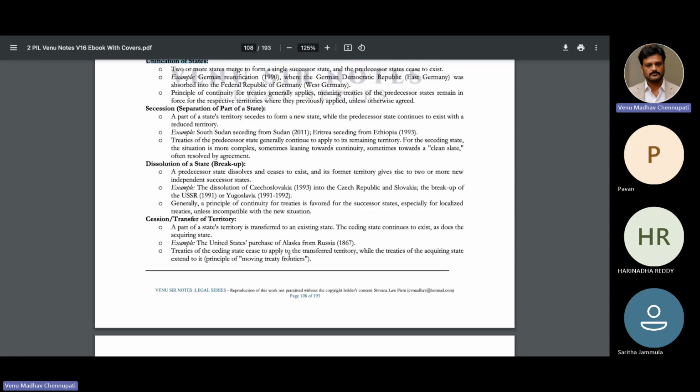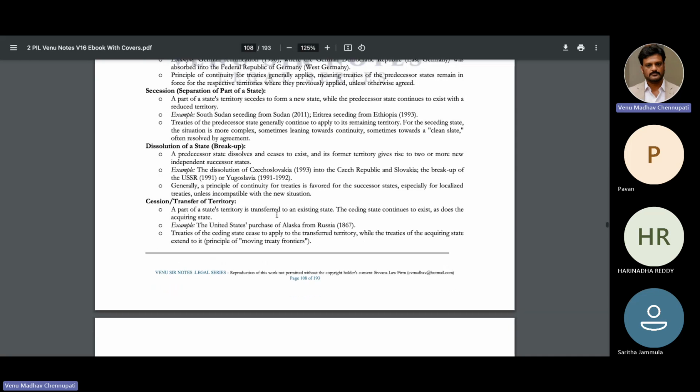And dissolution of a state, so, breakup. A predecessor state dissolves and ceases to exist, and its former territory gives rise to two or more new countries, like the dissolution of Czechoslovakia into the Czech Republic and Slovakia, or the breakup of the USSR or Yugoslavia. Generally, the principle of continuity for treaties is favored for successor states, especially for localized treaties.